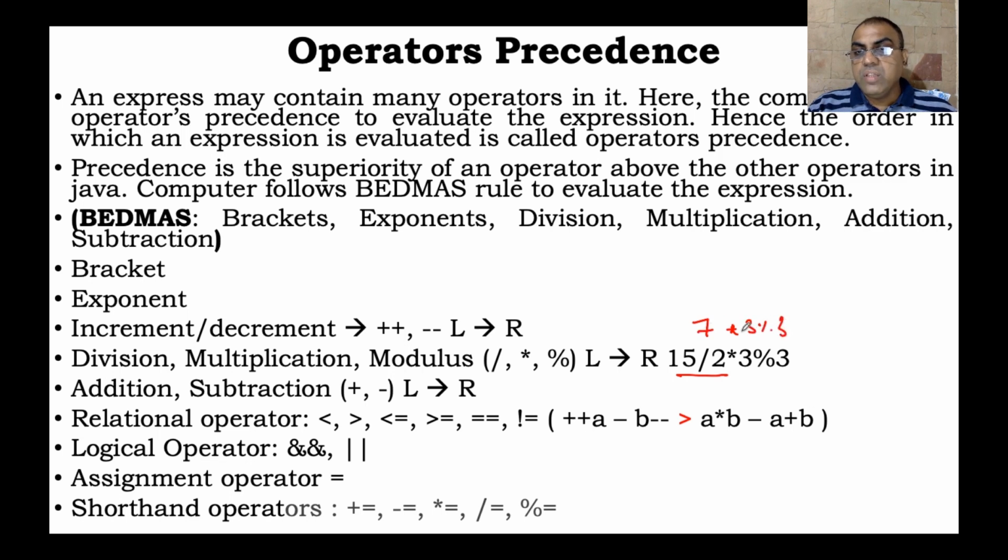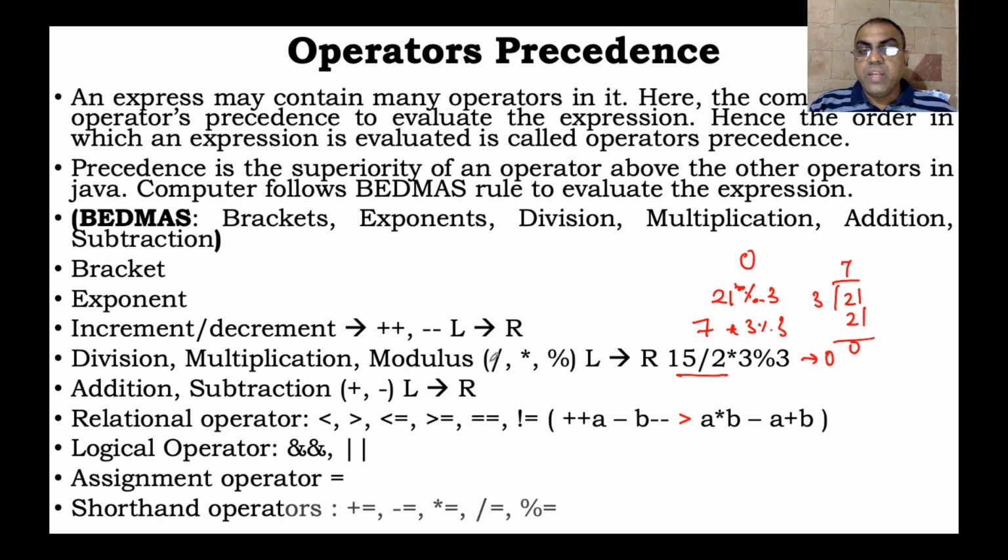Now 7 threes are 21, mod 3. 21 mod 3 is 0, so the computer will give you 7 threes are 21. If you divide 21 by 3, 7s are 21, so the remainder is 0. So this will evaluate to 0. If they are available in the same expression, then they will go from left to right.